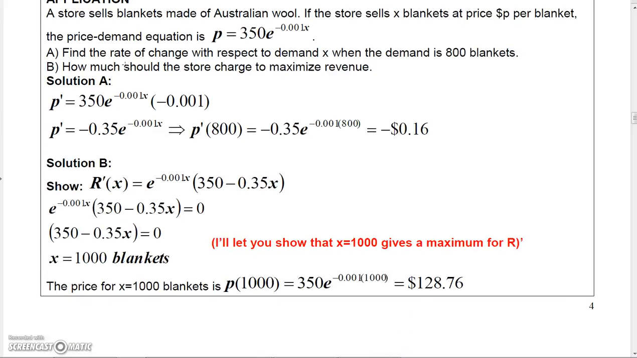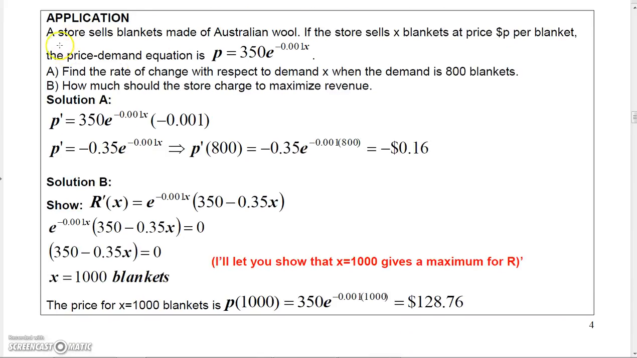Okay, here's an application involving exponential functions. A store sells blankets made of Australian wool. They sell x blankets at p dollars per blanket, and so here's your price function that's called the demand equation. So there's your price function, where x is the number of blankets. Based on the number of blankets they sell, the price is going to be 350 times e to the negative 0.001x.